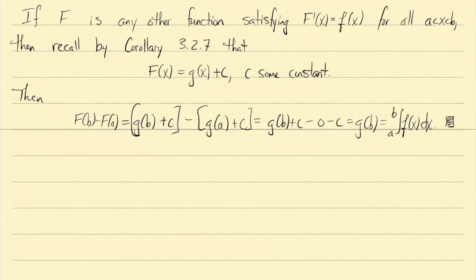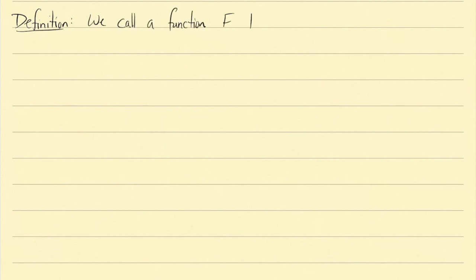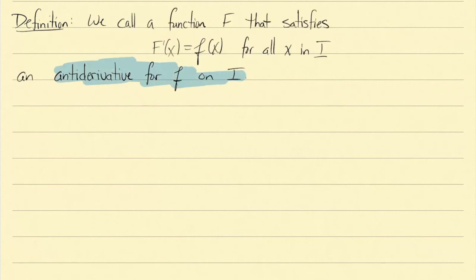So if we're interested in evaluating definite integrals, then we should have a name for functions like capital F. So we call a function like capital F an antiderivative for little f on the open interval I if the derivative of big F is equal to little f for all values of x in that open interval. Here are some examples.